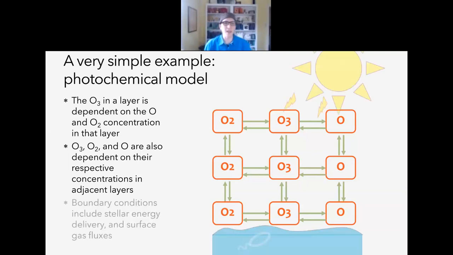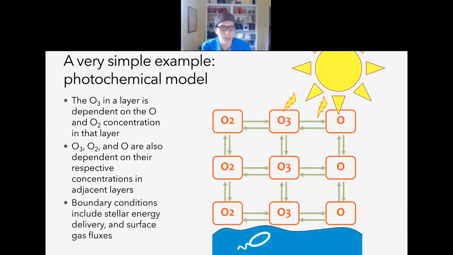And then on the top and the bottom of the model, we add our boundary conditions. At the top of the model, that's primarily energy coming in from the star. We can give a spectral energy distribution. We've got model stars in our database that you can just call up, including M, F, G, K stars, and a variety of M stars, because they're like toddlers. They're hyperactive and each one's unique.